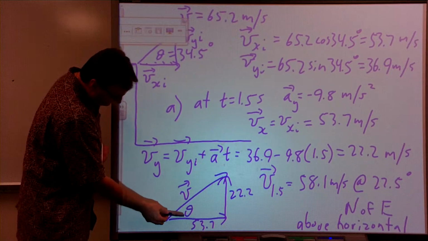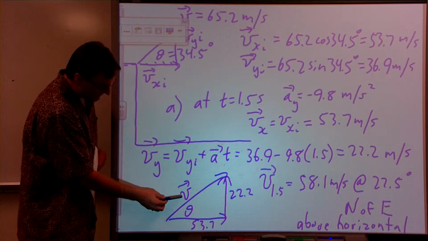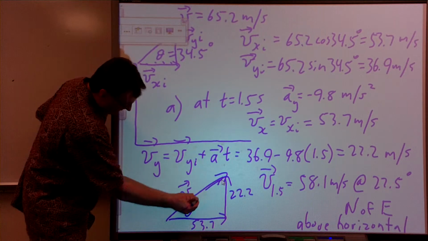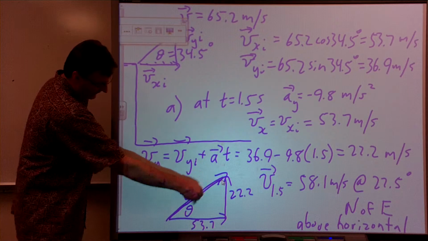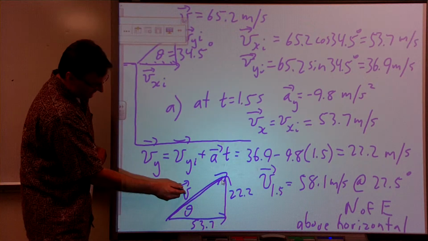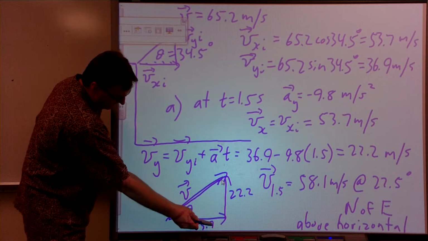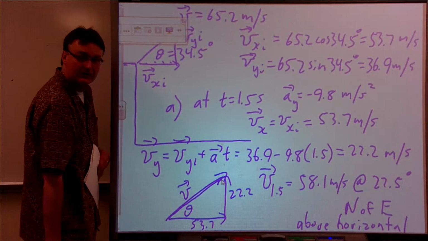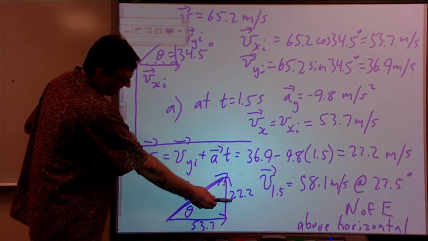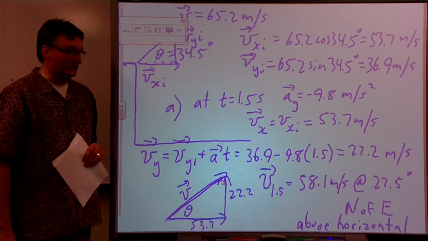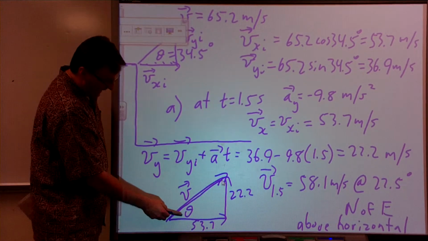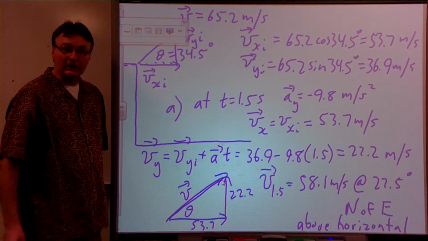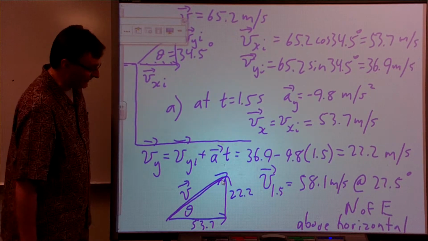And so here's our resultant velocity vector here. I'll put a double line on here because normally our resultant vectors, we make it a double line. So here's our resultant vector. We have 53.7 meters per second in the x direction, and we have 22.2 meters per second in the y direction. And now it's just a simple matter of using Pythagorean theorem and the inverse tan function, and I trust that you can do the math on that.